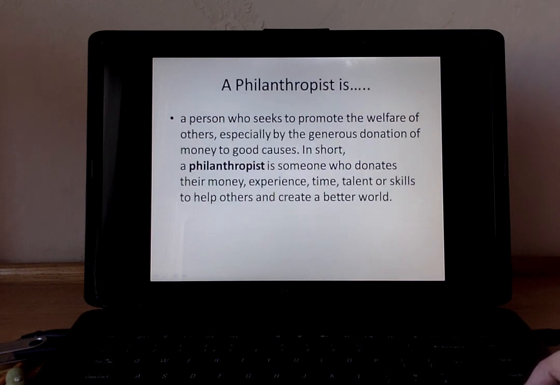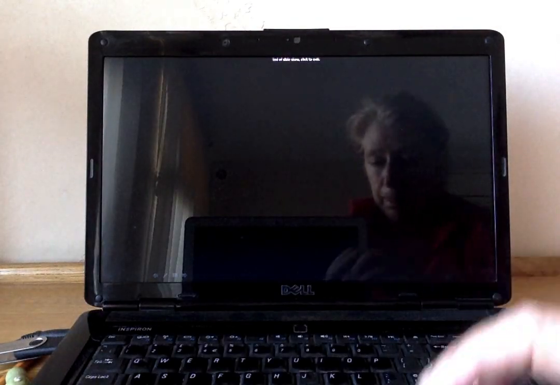Now, a philanthropist. If you didn't find out so far, here you get a definition of it. A philanthropist is a person who seeks to promote the welfare of others, especially by generous donation of money to good causes. In short, a philanthropist is someone who donates their money, experience, time, talent, or skills to help others and create a better world.